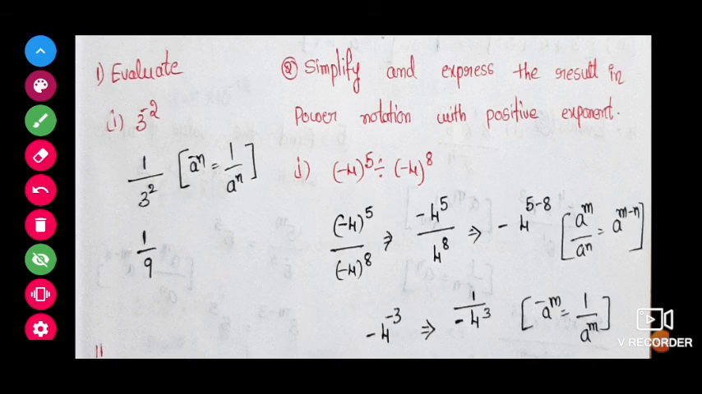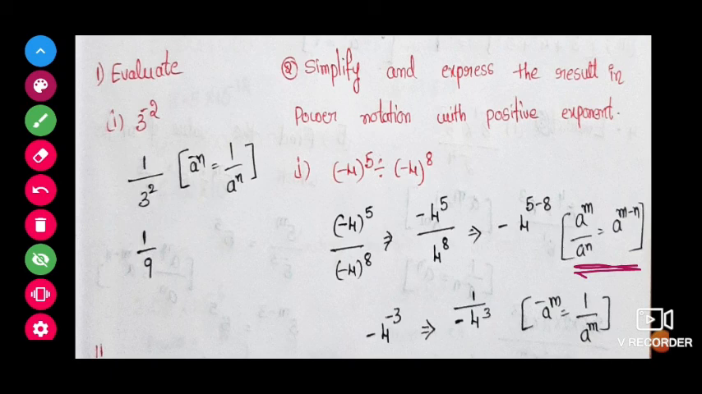Now 4 to the power 5 by 4 to the power 8 means it is in the form of a to the power m by a to the power n, meaning same base with different powers. What we can do in a division? We can subtract the powers. So minus 4 to the power 5 minus 8. We will get minus 4 to the power minus 3.